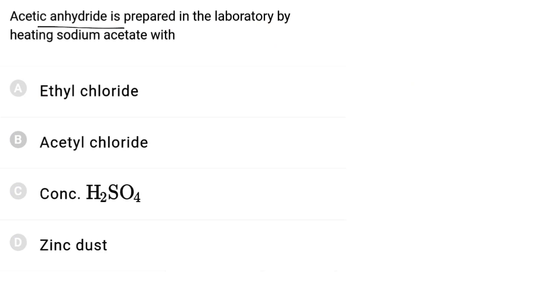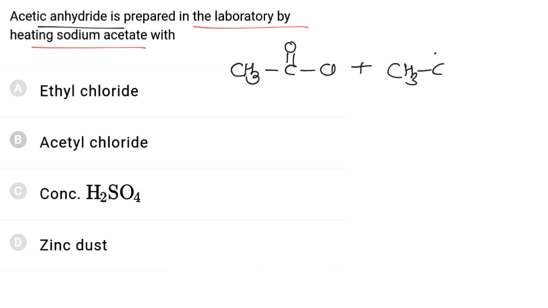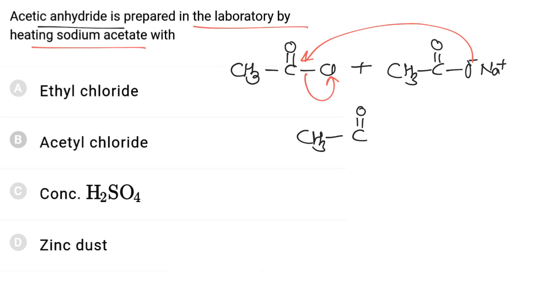Acetic anhydride is prepared in the laboratory by heating sodium acetate. So, if acetyl chloride is heated with sodium acetate, CH3COONa, this CH3COONa acts as a nucleophile, donates a pair of electrons, Cl- is released and it will be converted to acetic anhydride, and hence the correct answer is B, acetyl chloride.